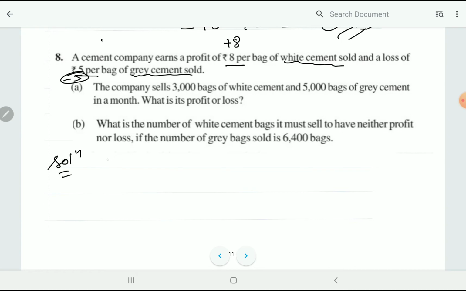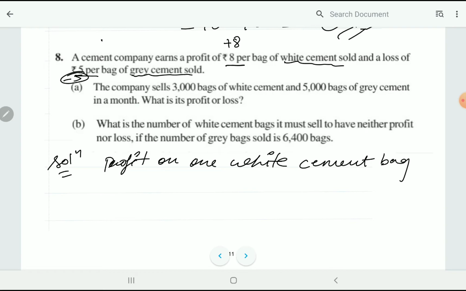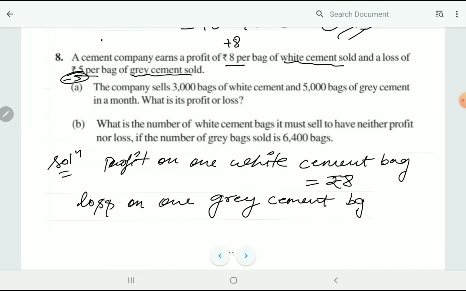So first is the profit on one white cement bag is equal to rupees 8, and the loss on one grey cement bag is equal to -5 rupees.